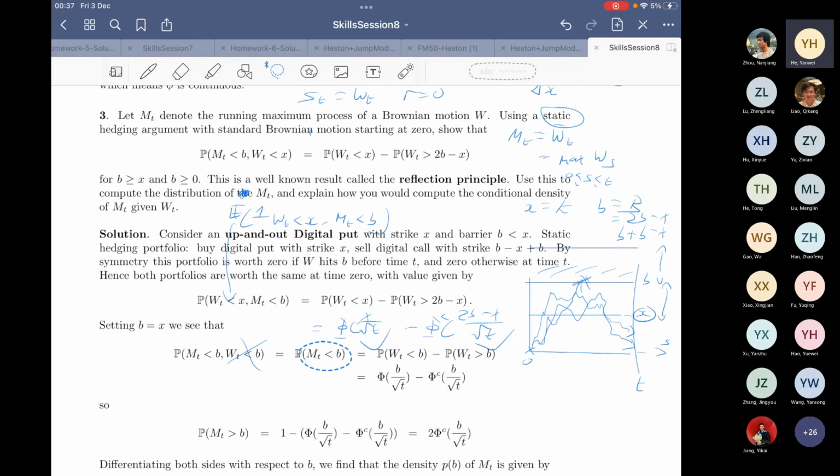Otherwise, you've just got to mindlessly plug B equals X into this formula. Or rather, X equals B. So that becomes B, and that becomes B. So 2B minus B becomes B. So this formula simplifies to this.